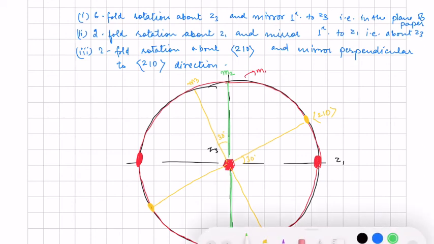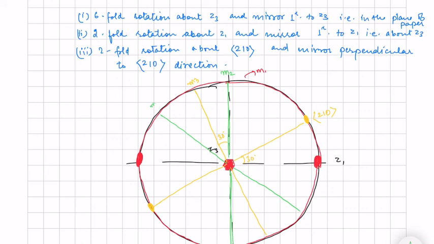Okay, so now rotating this M2 about Z3 by 6-fold rotation. So this is again an M2, and this is also an M2. So this is also an M2. So M2 and this 210 2-fold coincide. So we can draw 2-folds at the location of M2. So this is also a 2-fold, and this is also a 2-fold. Okay.